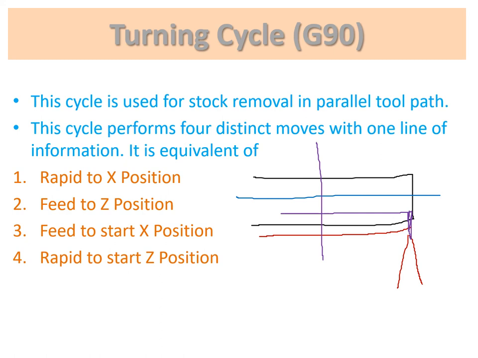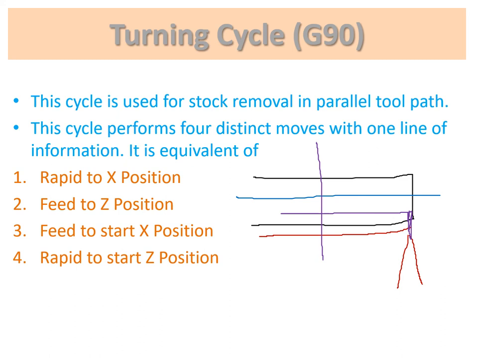So first our tool will move into the workpiece for cutting, and with the help of Z feed it will move in this direction. Similarly, feed to start X position: when our required cut is finished, the tool will move backwards to the initial position, and rapid to start Z position, then it will again move into the workpiece and this cycle continues. I will explain the cycle in the next slide. This is our turning cycle. These four commands are explained in the next slide too.